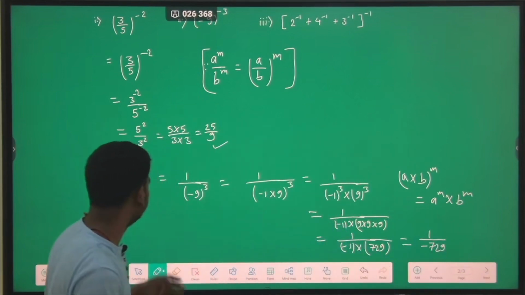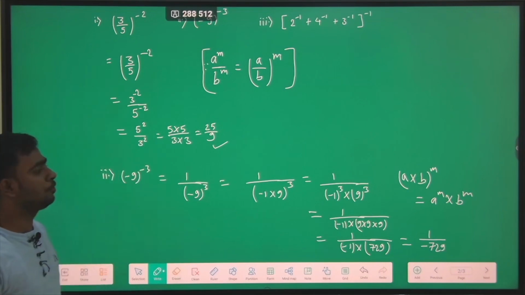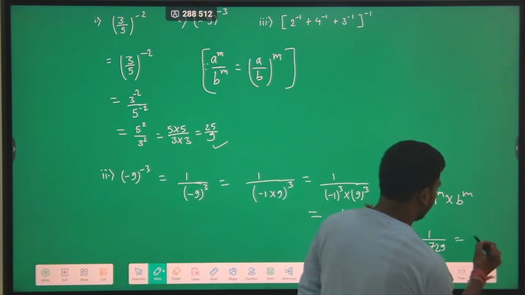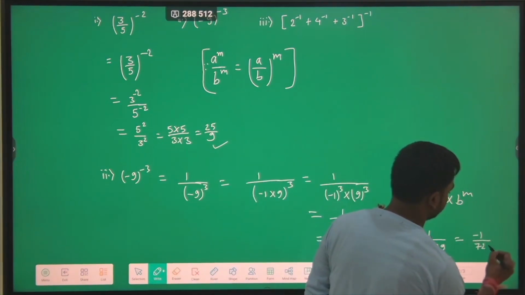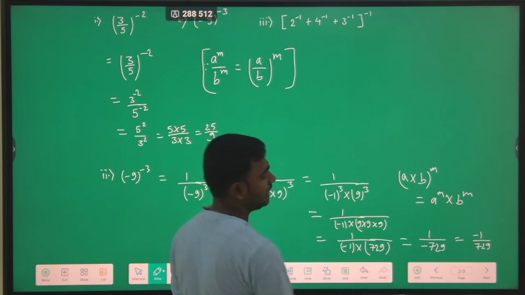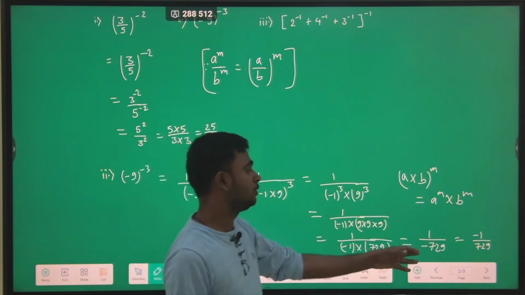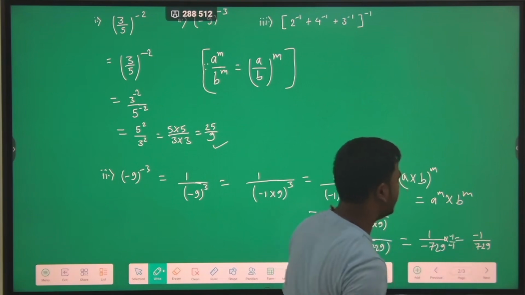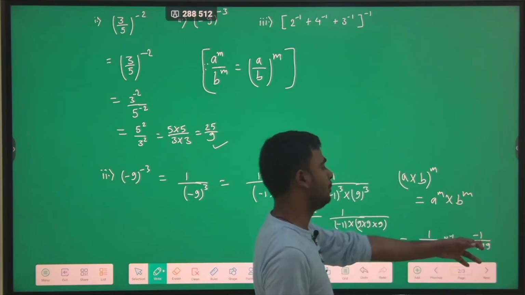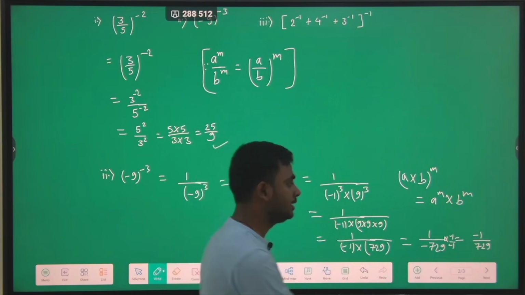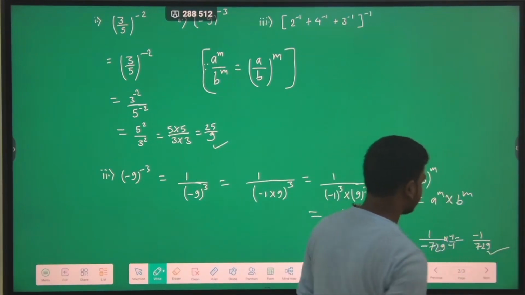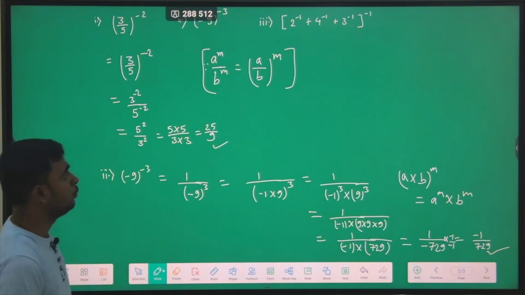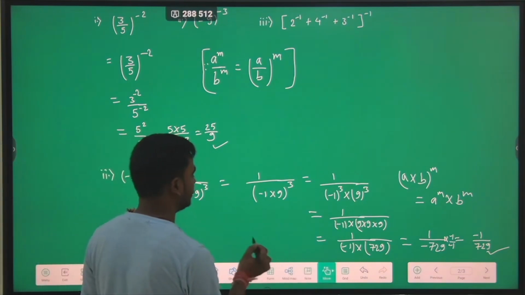So for the second, the value of minus 9 to the power minus 3, we will get minus 1 upon 729, the standard form. We cannot write negative in the denominator. That is why on multiplying minus 1 to both the numerator and denominator, we will get minus 1 upon 729. It is the standard form of writing a negative fraction. Okay. Now, moving to the third question.